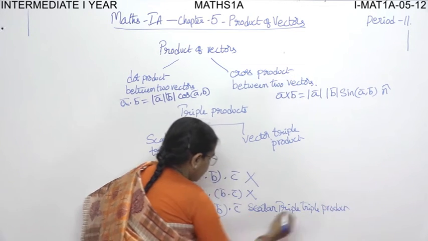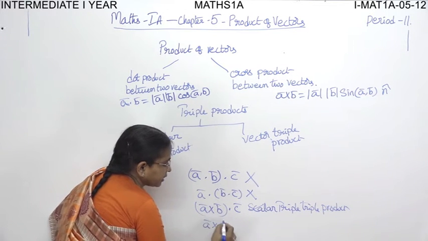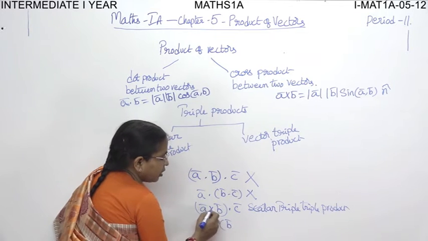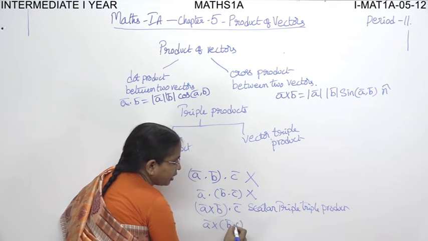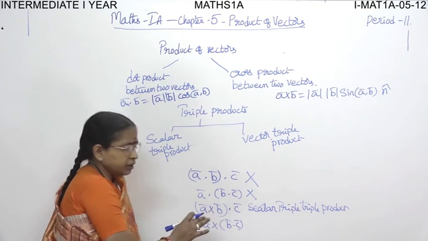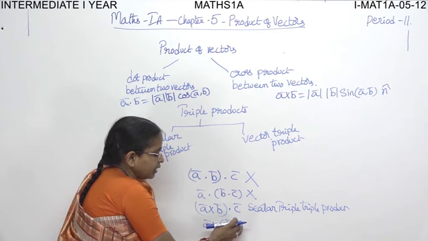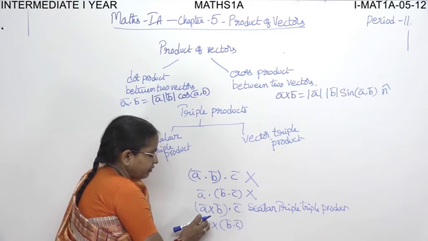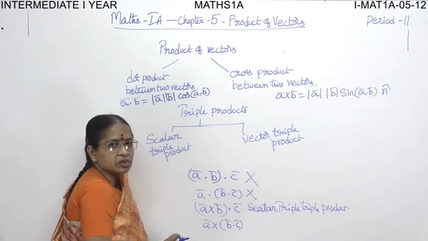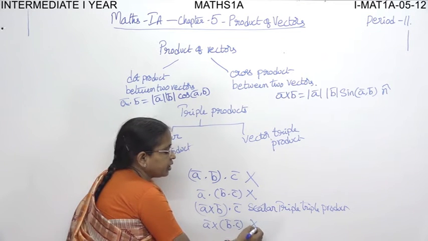Scalar triple product. Now, suppose I put brackets here for B and C. Cross and dot are the same, but if I put dot here, is this defined? No, because this is a number. A is a vector. Vector cross number is not defined. So this is again not defined.